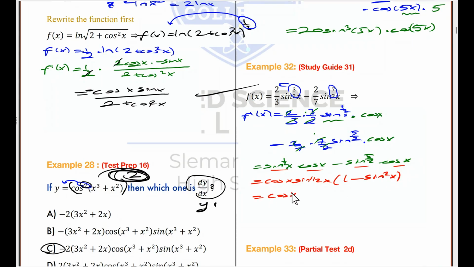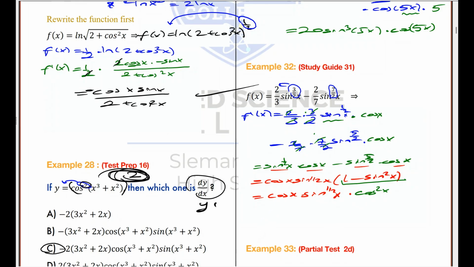So cosine x times sine to the half x multiplied by, so what about this? How can I write 1 minus sine squared x? This is also an answer. This is also one of the answers that you may give. But in case you don't see this in the options, you can still keep factoring, keep simplifying. So 1 minus sine squared is one of the trigonometric identities that we studied in grade 11. So 1 minus sine squared is cosine squared. So we can write cosine squared instead.